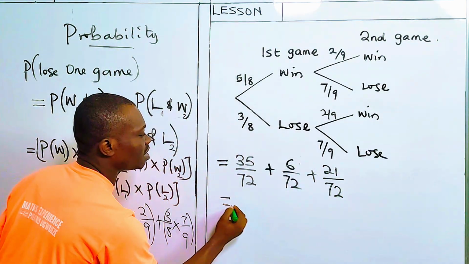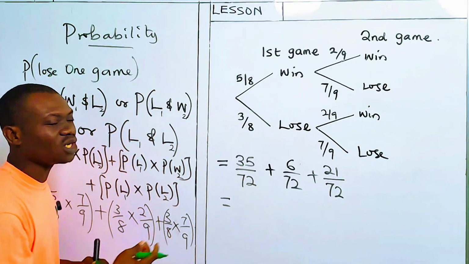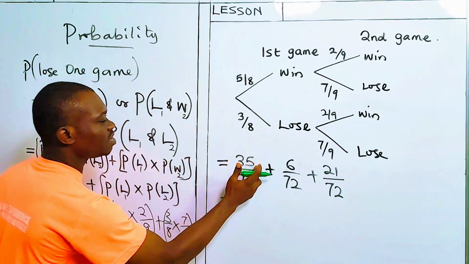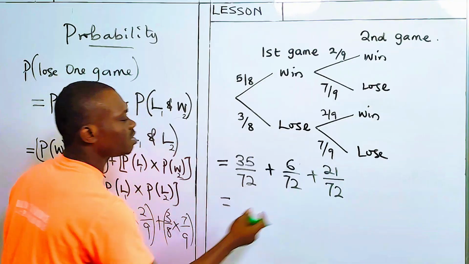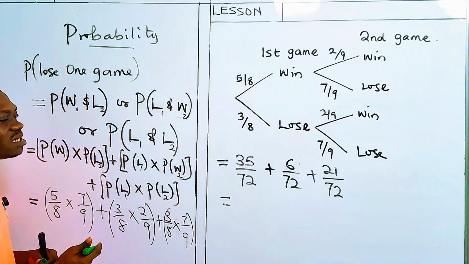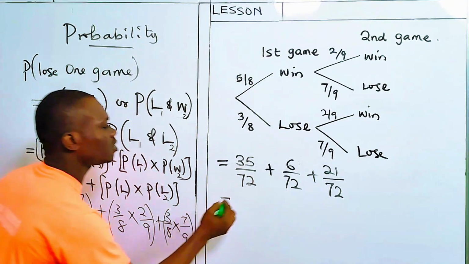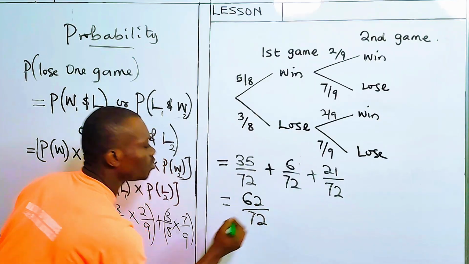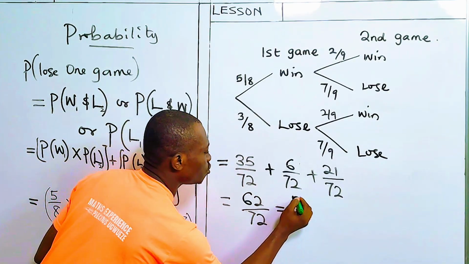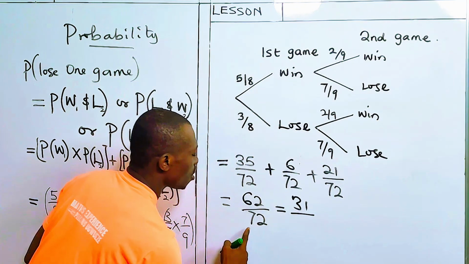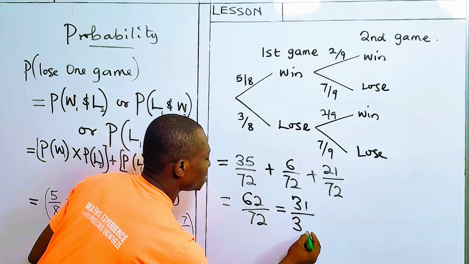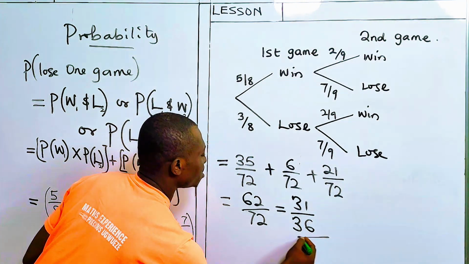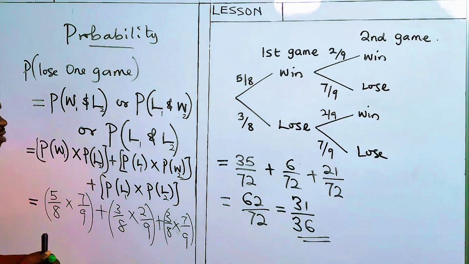Because their denominators are the same, you just add the numerators. 35 plus 6 is 41, plus 21 gives you 62. So you have 62 all over 72. If we divide by 2, we have 31 all over 36. And that is the solution.